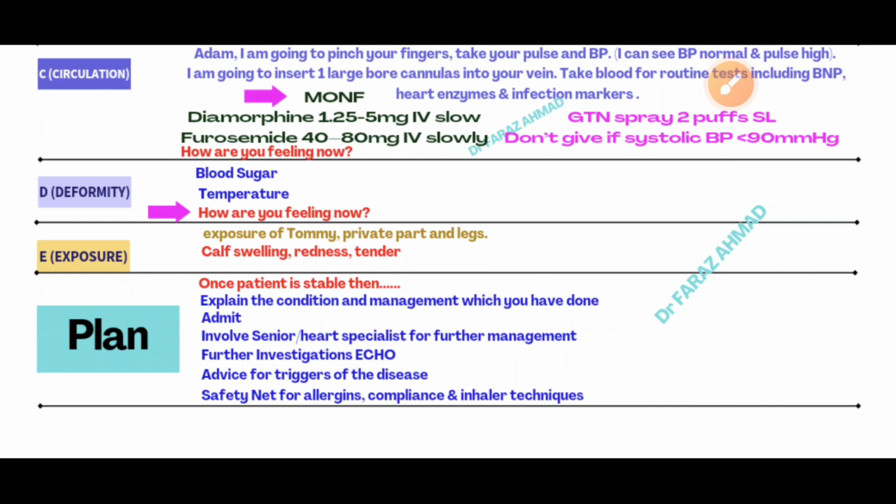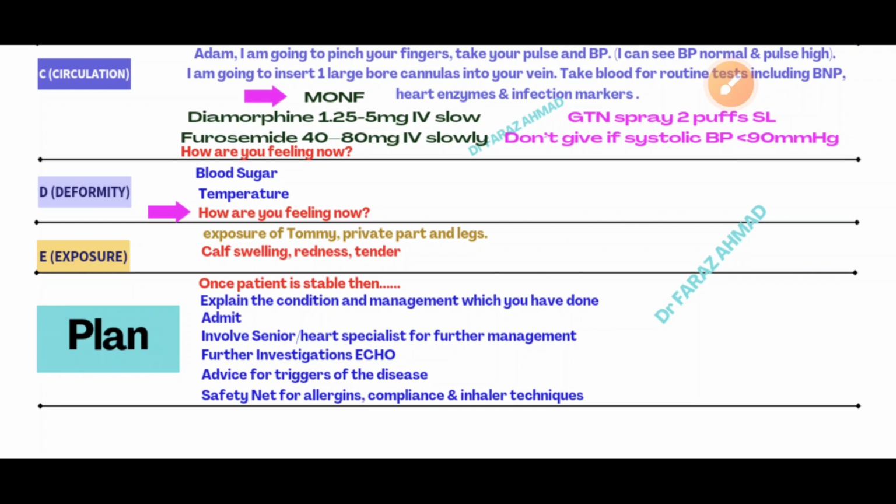So I have given you multiple medications, including for the relief of your pain, for the relief of your shortness of breath, and I have given you the injection for the water. This injection will help you to reduce the water from your lungs, and this excess water will be excreted in your urine. So after this, you will explain, we are going to admit you in the cardiology ward or the medical ward. I will involve my senior, we will involve the heart specialist for the further management, and we would like to do the ultrasound of your heart to check the functioning of your heart.